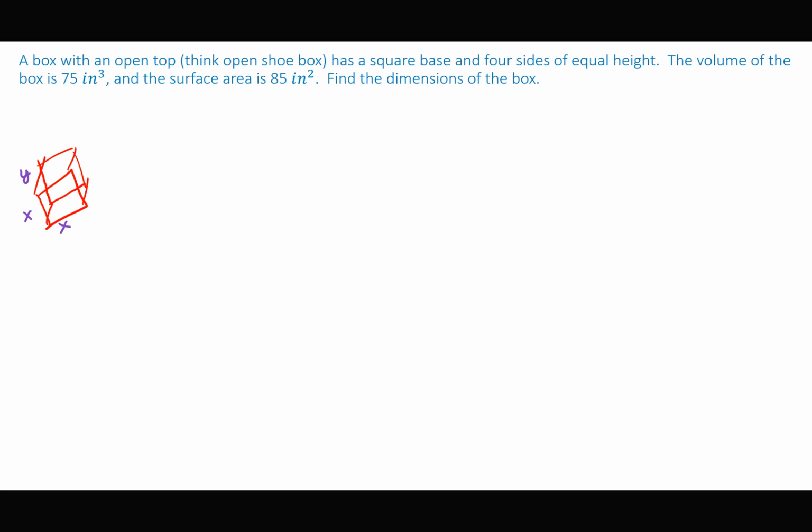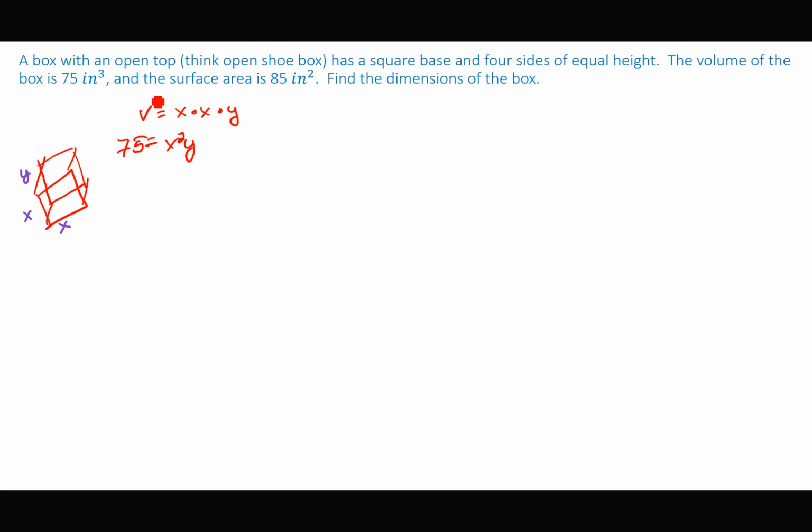It says the volume of the box is 75 inches cubed. So in terms of x and y, our volume is going to be x times x times y. In this case, they say 75 is going to be our volume. So we could say 75 is equal to x squared y. So we have the makings of one equation right there.